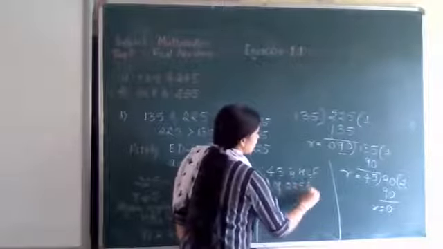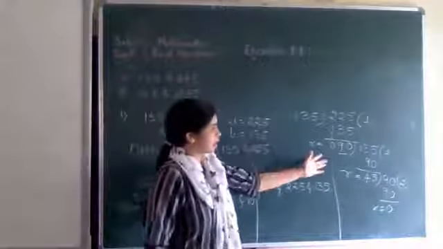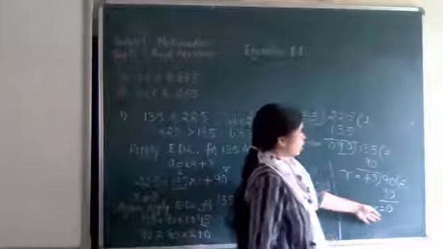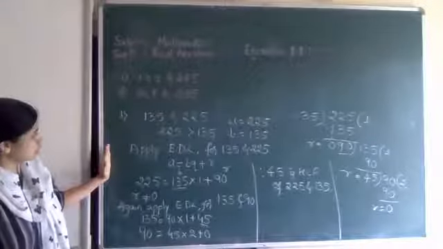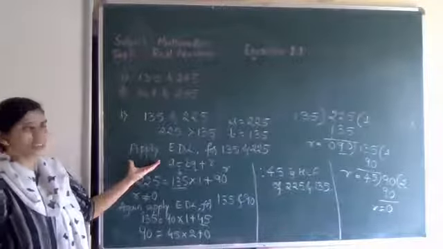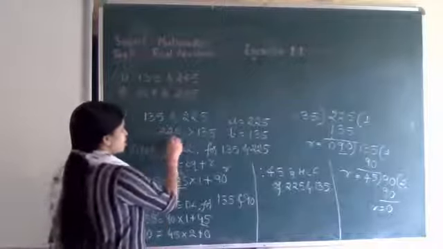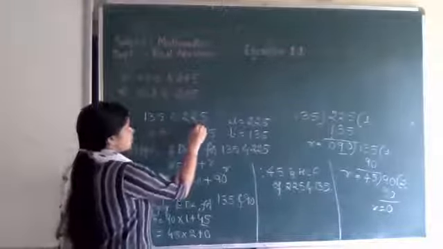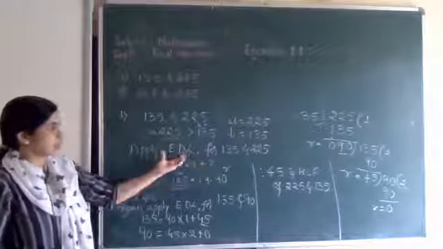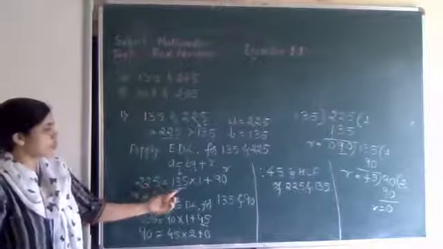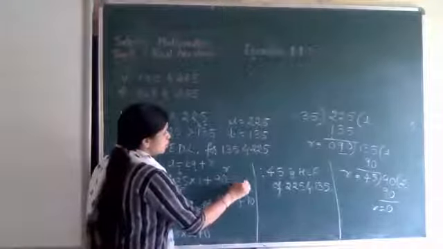For 225 and 135, first we have to do the long division method until we get R is equal to 0. Then we have to write it as Euclid's division algorithm by using Euclid's division lemma. Apply Euclid's division lemma for these two, where this is your A and this is your B. A is equal to BQ plus R is Euclid's division lemma. Then 225 is equal to 135 into 1 plus 90.